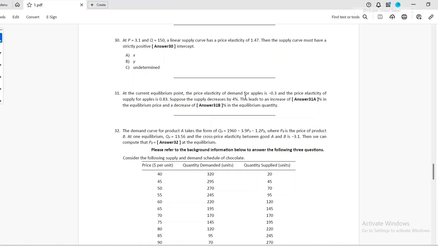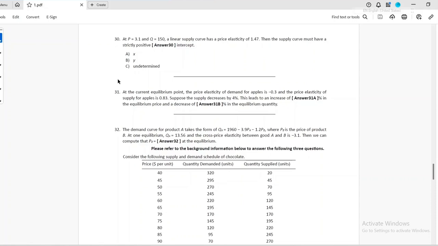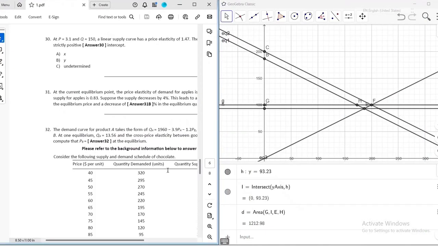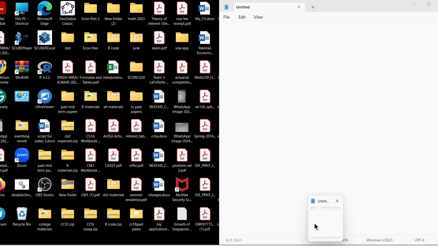We are given the price elasticity of demand, price elasticity of supply, and the supply curve decreases by 4%. This leads to an increase in the equilibrium price and a decrease in the equilibrium quantity. So in the previous video, I have mentioned one formula, if you remember. So the formula is the percentage change in price due to the shift in supply. Okay, so let me write down the formula. Let me go to Notepad.